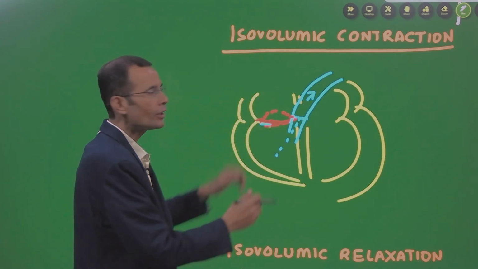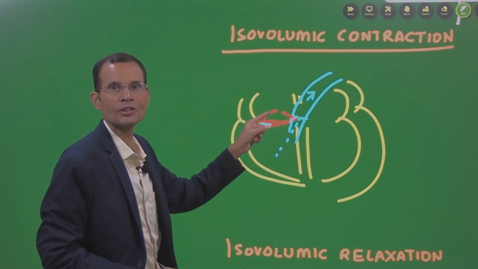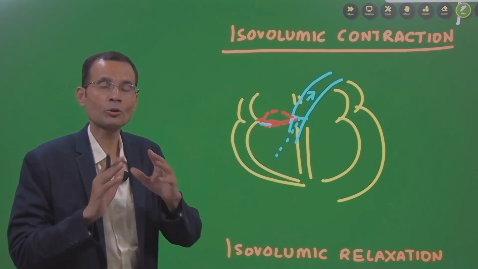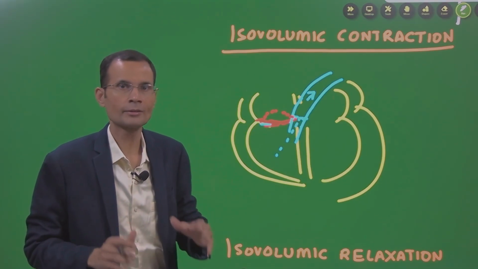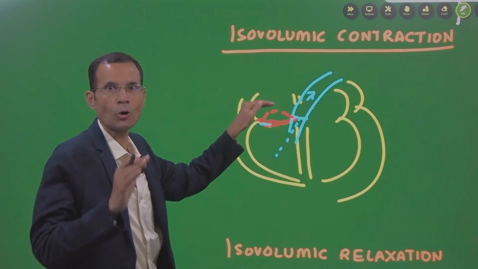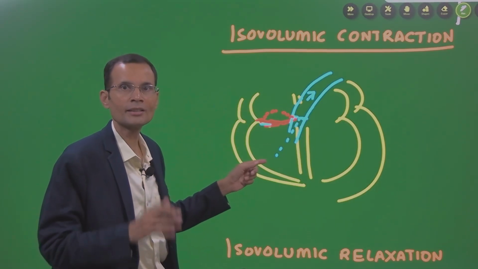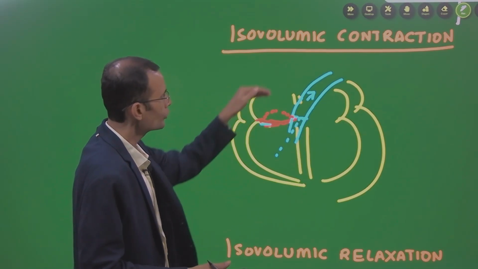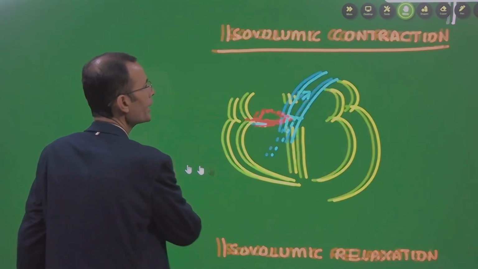This bulging backward causes a rise of pressure in the right atrium. Remember, we are talking about the atrial pressure changes. Now, this pressure change has occurred because of the ventricular event, that is isovolumic contraction, ballooning backward of the tricuspid valve, all right?